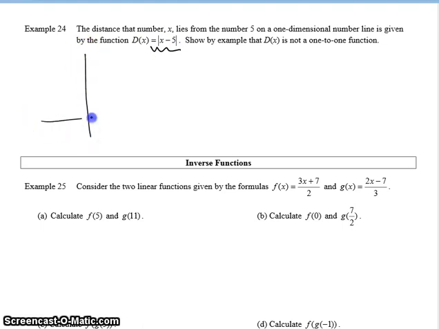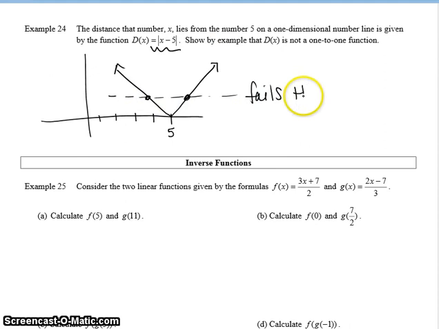So this is going to be a transformation 5 units to the right. Again, if you don't remember that, just put it in your calculator. And then you get this little V there, okay, generically. And then all of a sudden, if you were to test this, it fails the horizontal line test. Therefore, it is not a one-to-one function.